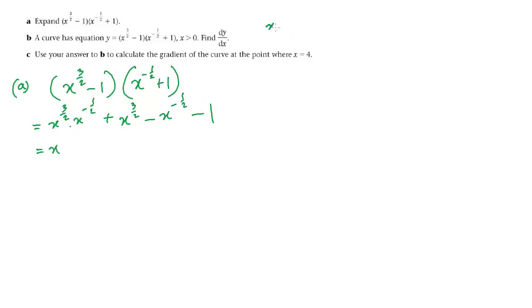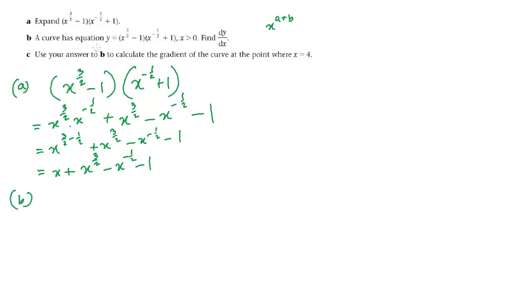This rule is the indices rule. x to the power a into x to the power b is x to the power a plus b. So that means 3 by 2 minus half. This would be x to the power 3 by 2, this would be x to the power minus half, and this is minus 1. So 3 by 2 is 1.5, minus half is 0.5, 1.5 minus 0.5 is 1. So it's going to be only x. So x plus x to the power 3 by 2 minus x to the power minus half minus 1.